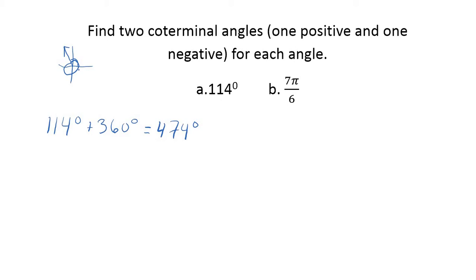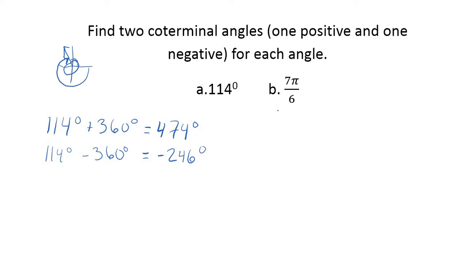Now, what if I go negative? Same thing. So 114. Now what if I subtract 360 from that? What would we get? Negative 246, I'm just doing this on the calculator here on the side. So minus 246 degrees. Let's think about that. If I started here and I went around that direction, that would be a negative 246, right? Same initial side, same terminal side. Hey, there you go. There's a couple coterminal angles.